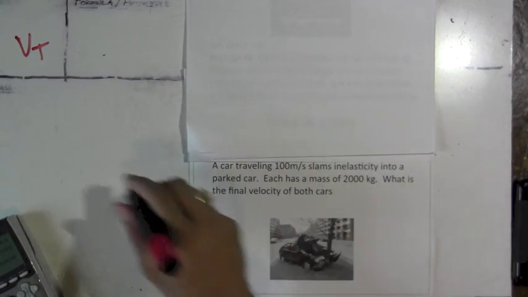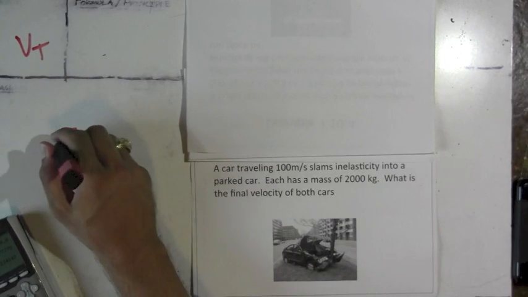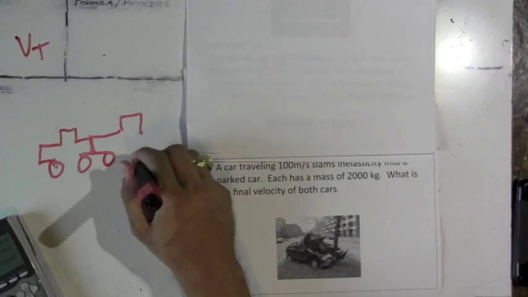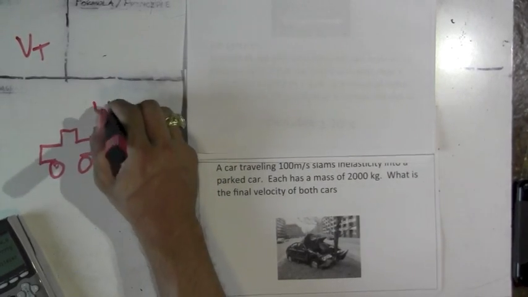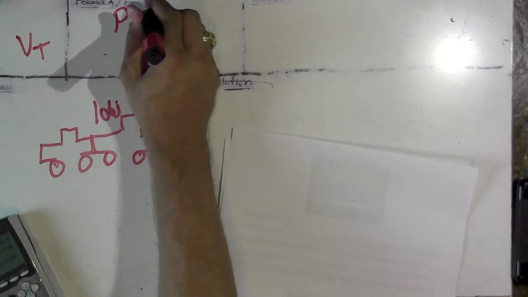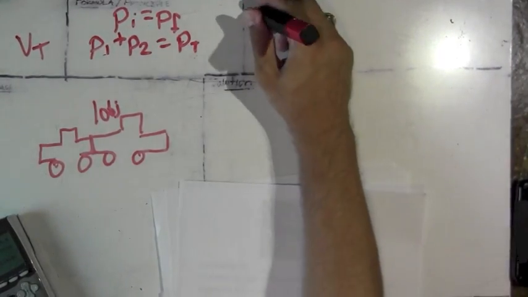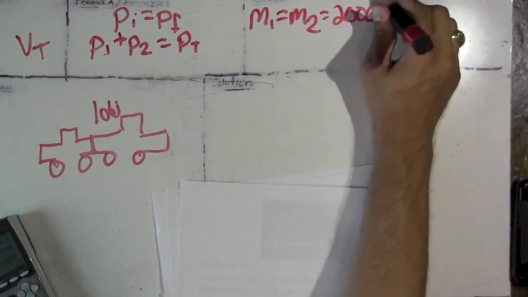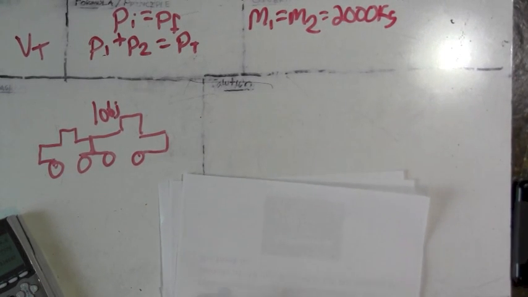Now remember, inelastically means when you have one car that hits the other car, they stick together and they become one object. So, before the collision occurs, I have two objects. I have car number 1 and car number 2. Afterwards, they are stuck together. So, mass 1 and mass 2 are the same number. They are both 2,000 kilograms because it says each has a mass of 2,000.